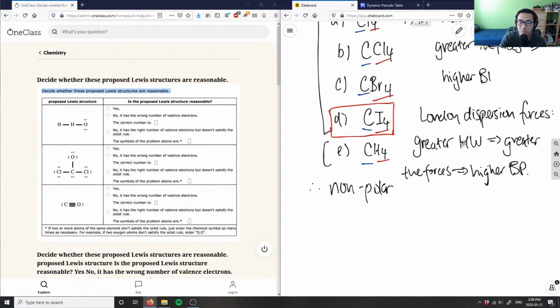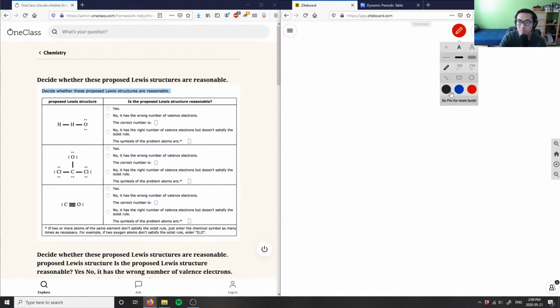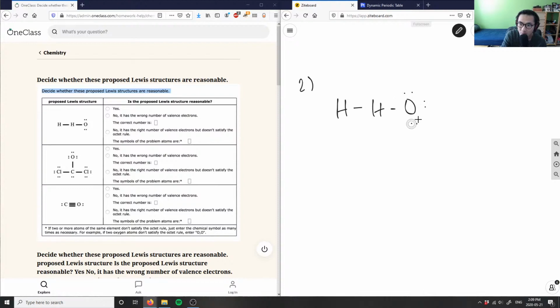All right, let's look at number 2. It's asking us to decide whether these proposed Lewis structures are reasonable or not. So I have, this is number 2, I have H bond O. So that's number 1. And then number 2 would be Cl bond C bond O bond Cl, and then we have C triple bond O, like so. Okay, so it says decide whether or not these are reasonable.